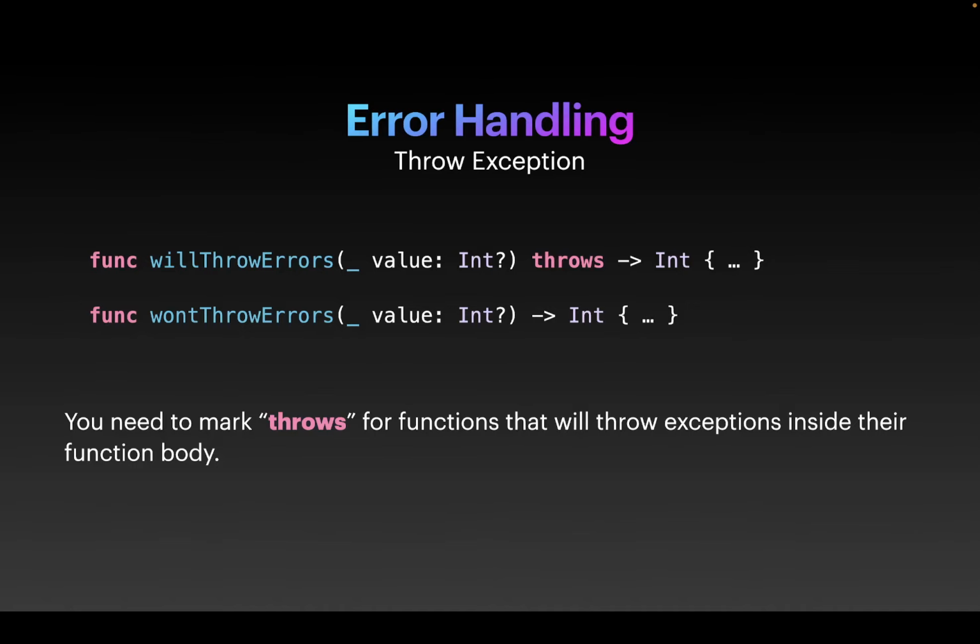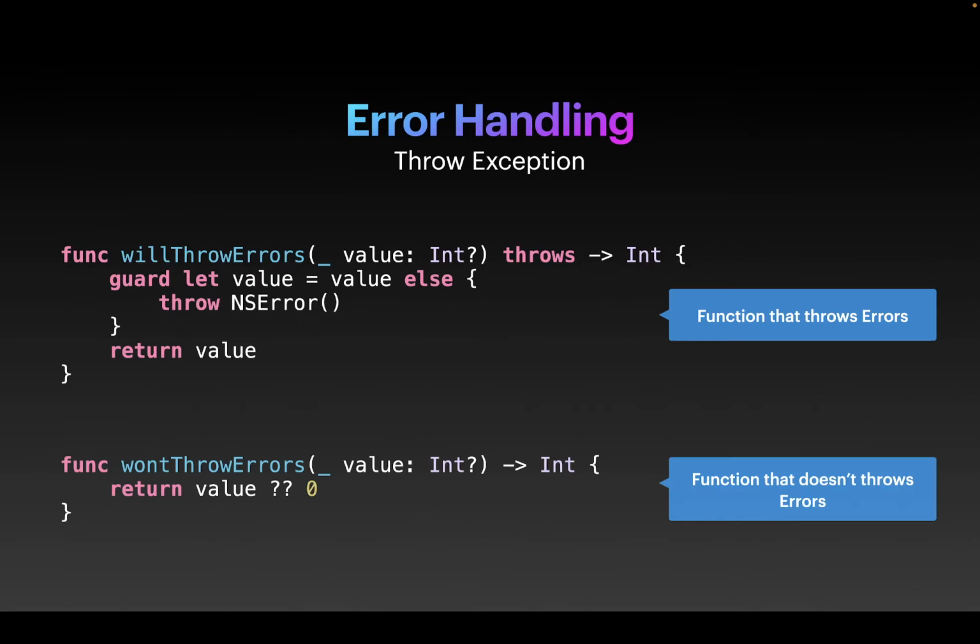For example, if I want to throw something in the first function, named throw errors, I'm going to mark it as throws. And in the second function, where I can ensure I don't throw anything inside, I can just declare the function as usual.